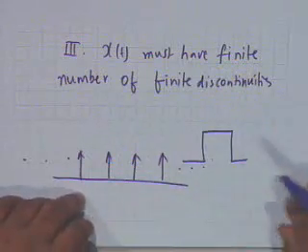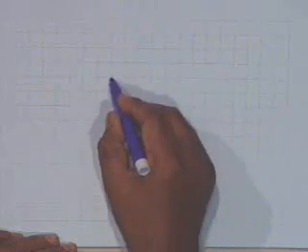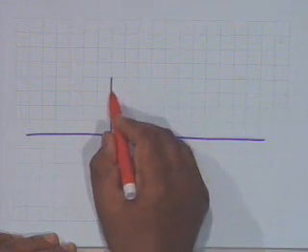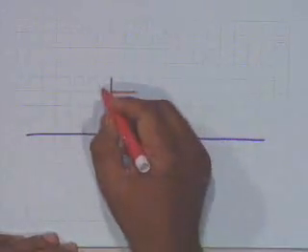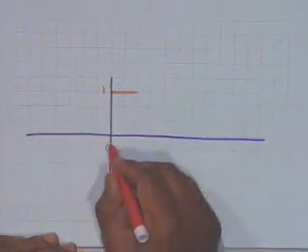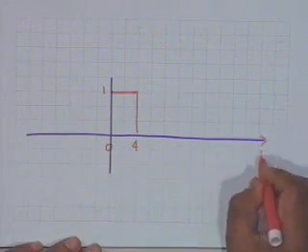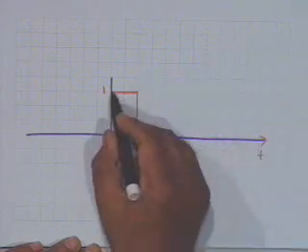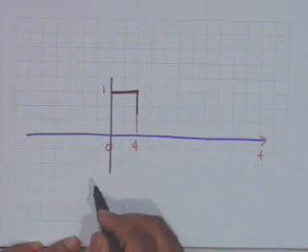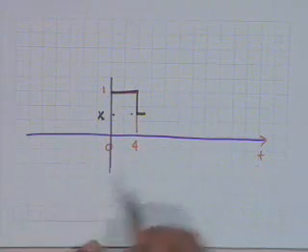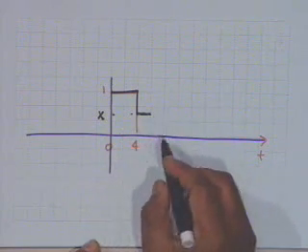Okay, let me illustrate this point. X(t) must have a finite number of finite discontinuities. And a very elegant example of a function x(t) which does not obey this is like this. Now look at what I am doing. We have a function which remains at 1 from 0 to 4. And then at t equal to 4, the value changes to half, and then it remains at half up to, let's say, 6.